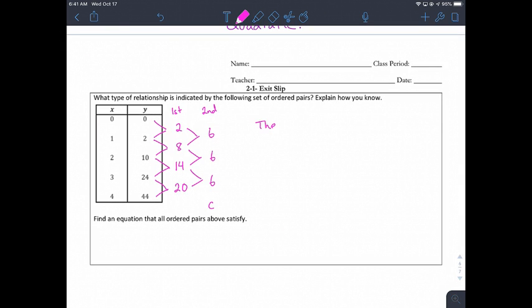The second difference is constant, so the function is quadratic.